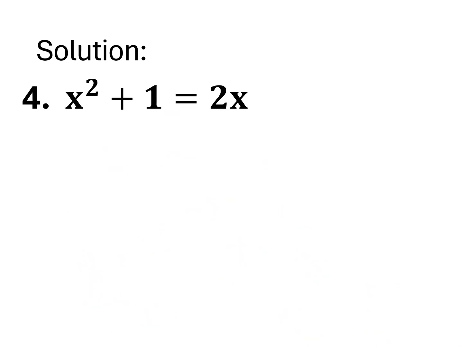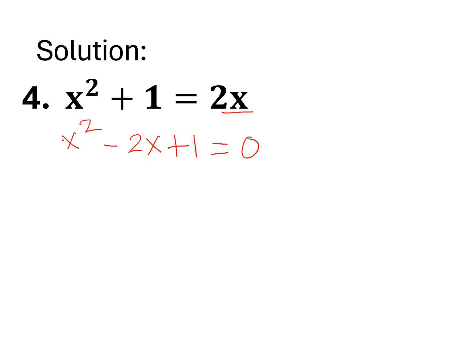In number 4, the quadratic equation is x squared plus 1 equals 2x. This equation is not written in standard form, so we need to transform it to standard form. We'll transfer the 2x to the left side of the equation, so this becomes x squared minus 2x plus 1 equals 0.